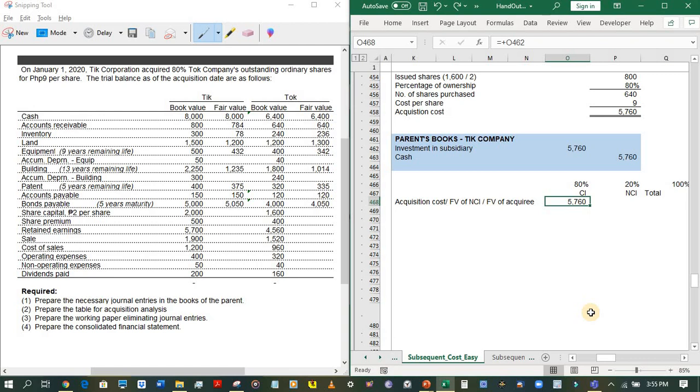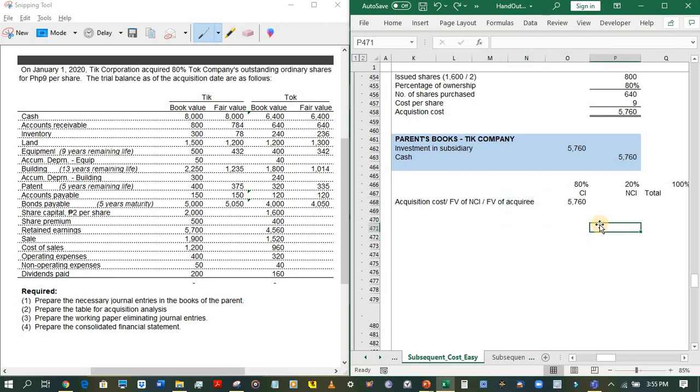Now, we need to determine the fair value of the NCI, which is the amount that we need to supply for this particular field. For the total fair value of the acquiree in this particular field, we need to determine the fair value of the firm, or the acquiree, in order for us to determine the fair value of the NCI, because the fair value of the NCI depends on the fair value of the acquiree.